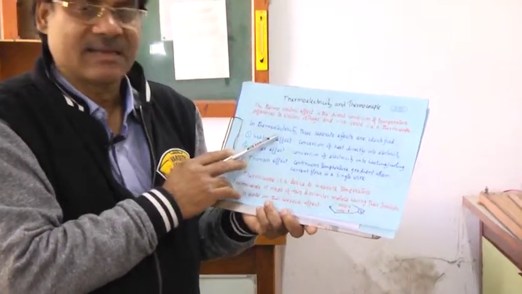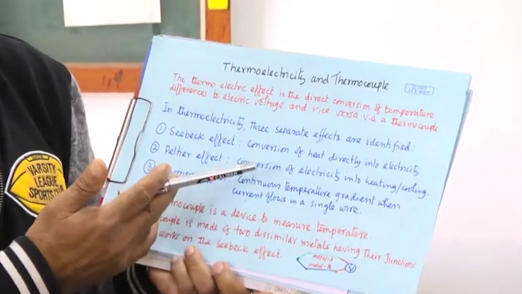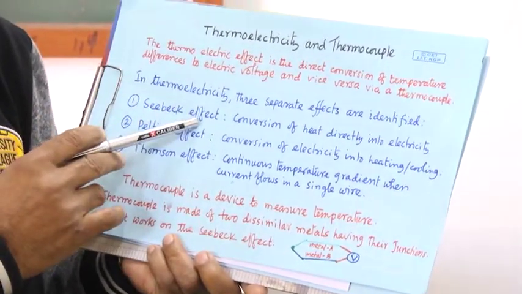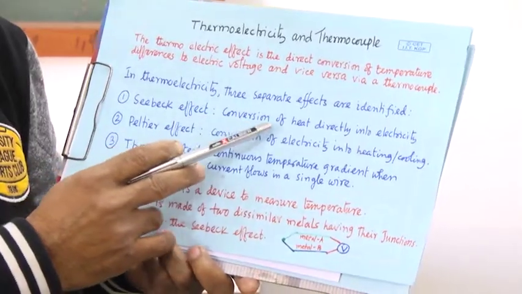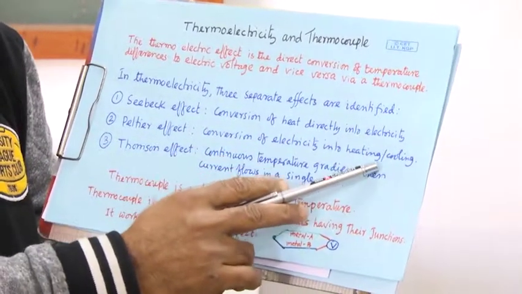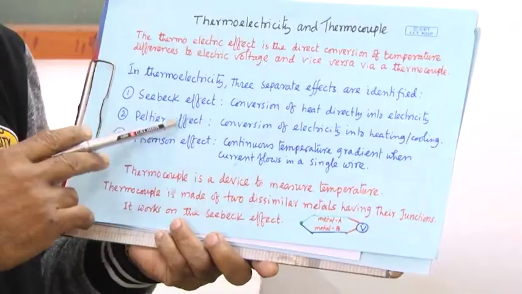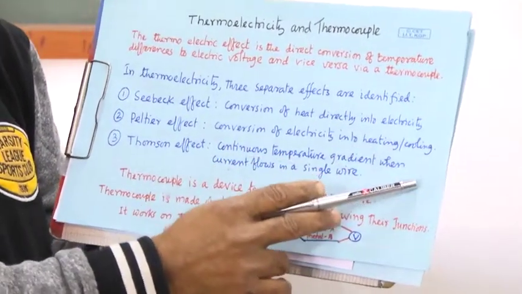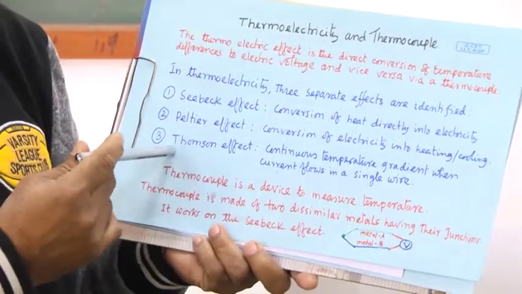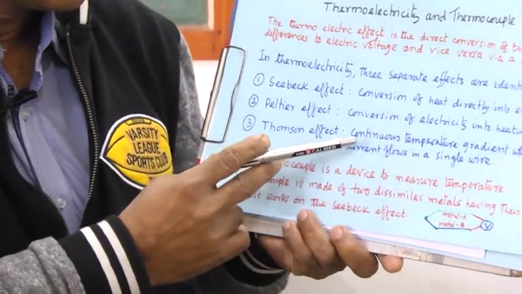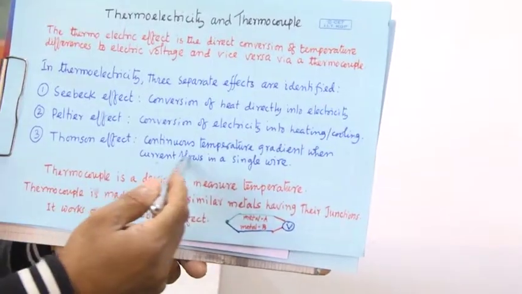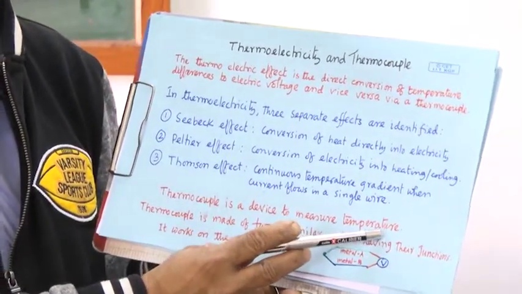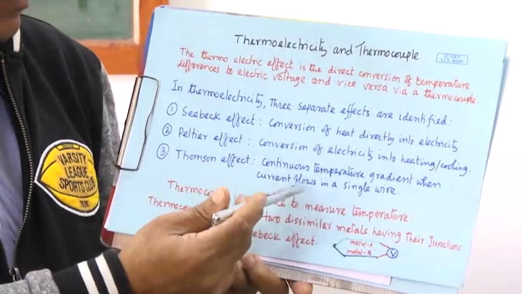So in thermoelectricity, there are three effects. One is the Seebeck effect. This is basically conversion of heat directly into electricity. Then the Peltier effect, conversion of electricity into heating or cooling, right. And the third one is the Thomson effect. This is basically a continuous temperature gradient when current flows in a single wire. Okay.